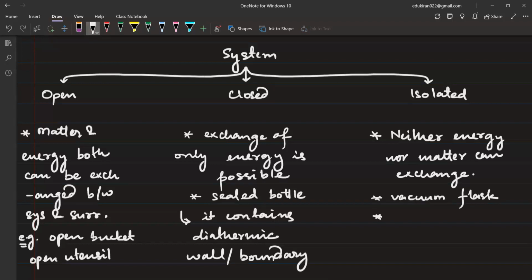Another example would be, by the way, this contains an adiabatic wall. We call it adiabatic wall. Adiabatic, है ना? A मतलब not happening. Adiabatic wall or boundary. ठीक है?